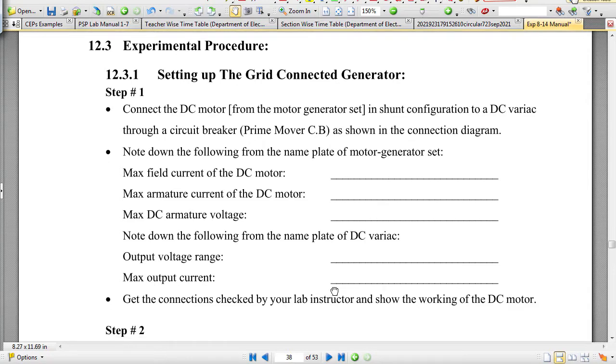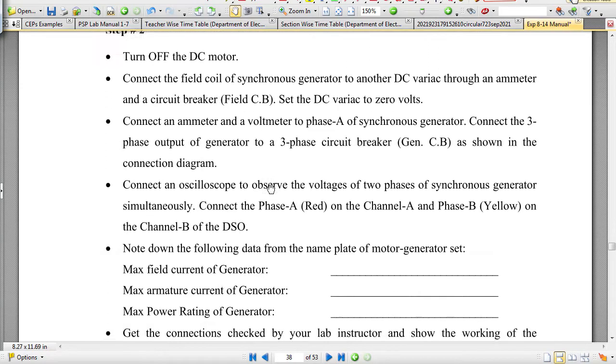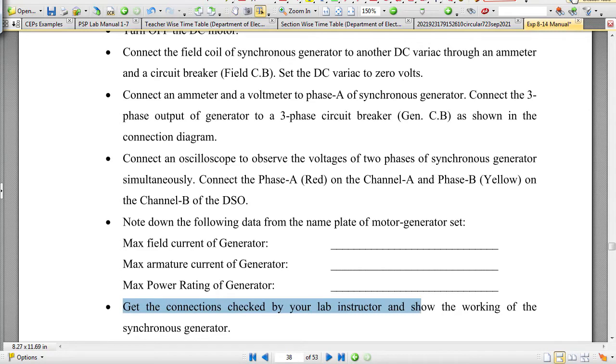In these steps, at different points, it is mentioned, for example, to get the connection checked by your lab instructor. This has been mentioned again and again at different points. At each of these stages, students will have to call the instructor and show the progress up to this step. In this way, they will keep on developing the circuit up to the final stage.